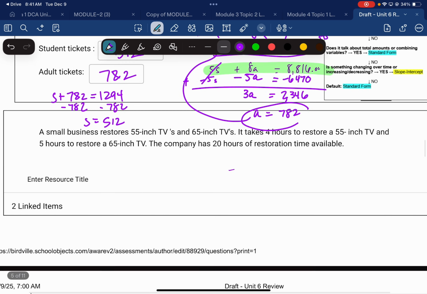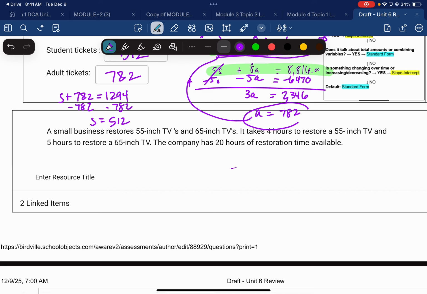All right. This one right here, a small business restores 55-inch TVs and 65-inch TVs. So I'm going to just call this X and Y. Those are my two things I'm talking about. It takes 4 hours to restore a 55-inch TV, so it takes 4X, okay, and 5 hours to restore a 65-inch TV, so 5Y. This is 5Y right here. The company has 20 hours of restoration.